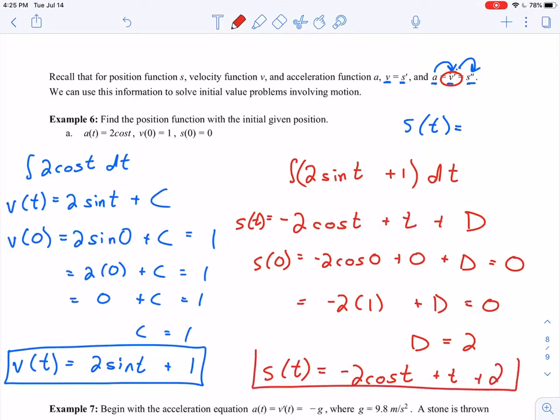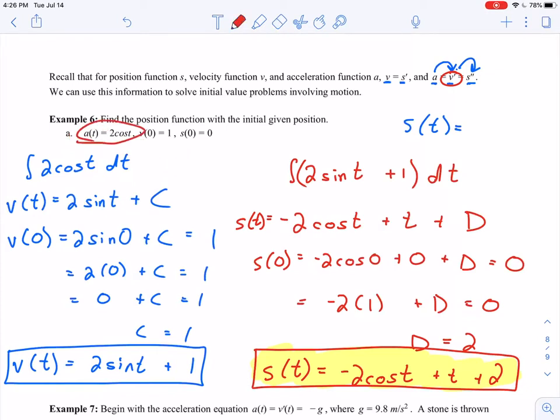Here is my solution. So really similar to the other initial value problems that we were doing in the last video, I really just have kind of a two-part process now. So if you start with acceleration, you need to work your way backwards to find your velocity function first, and then once you have that, then you can go ahead and find your position function.